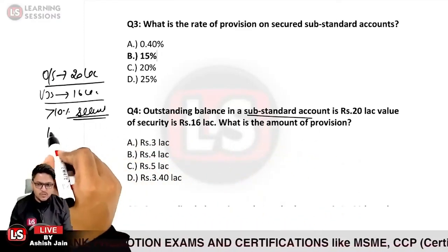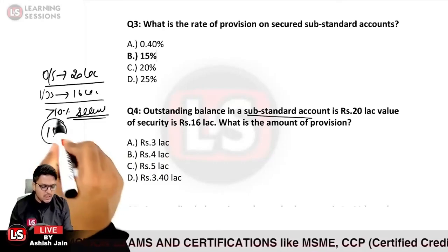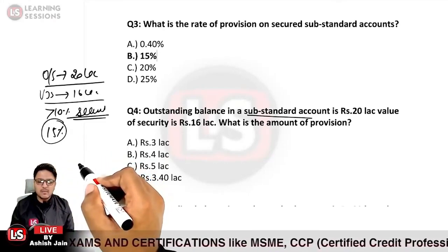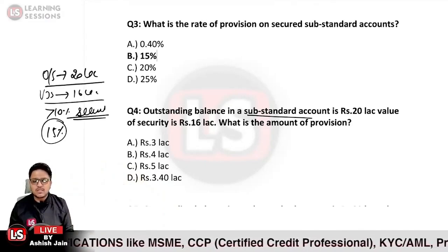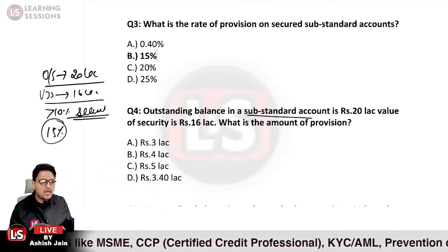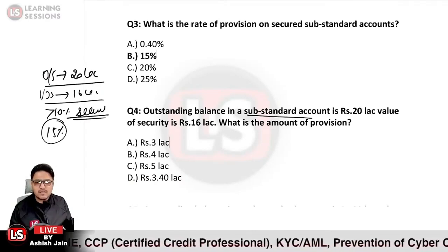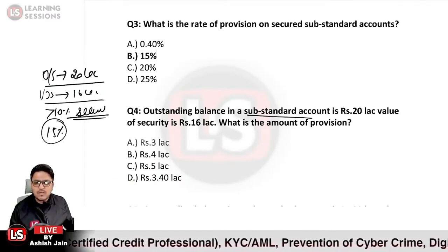So what provision percentage would be applicable? 15% provision will be applicable. So the provision that is to be maintained is rupees 3 lakh in this particular case. So what would be the right answer? Option A over here will be the right answer.